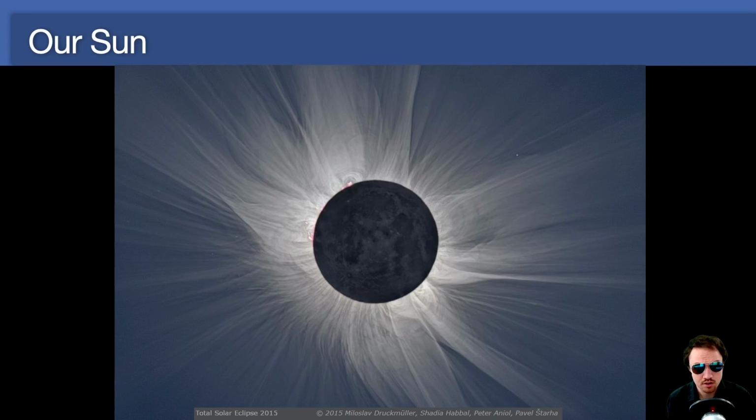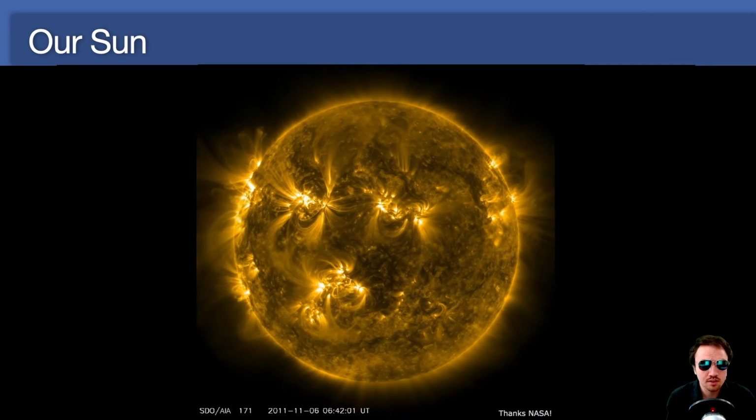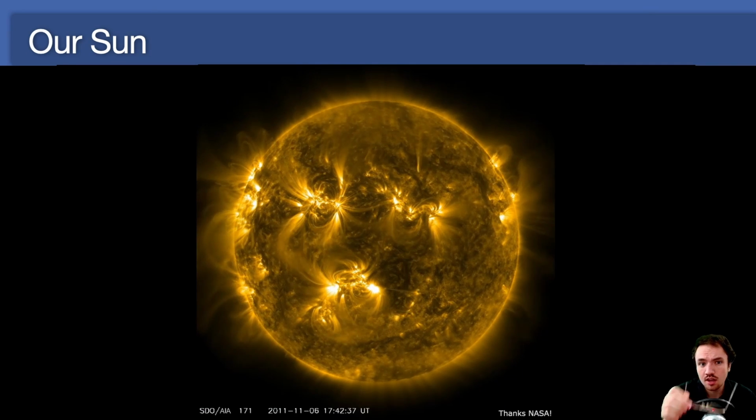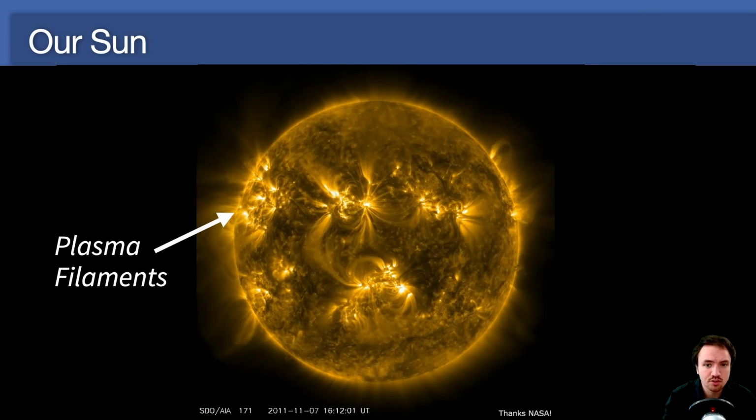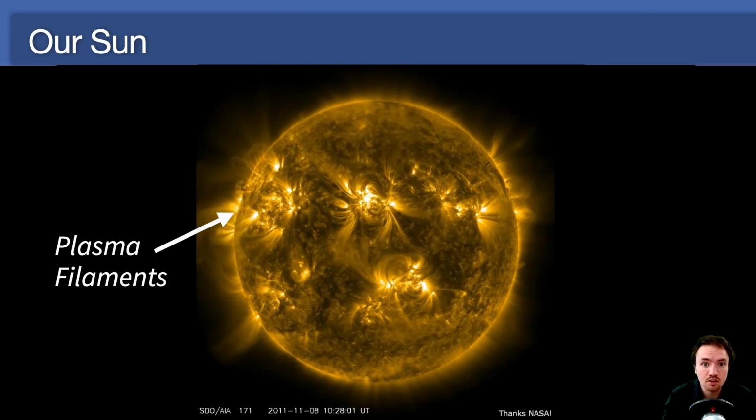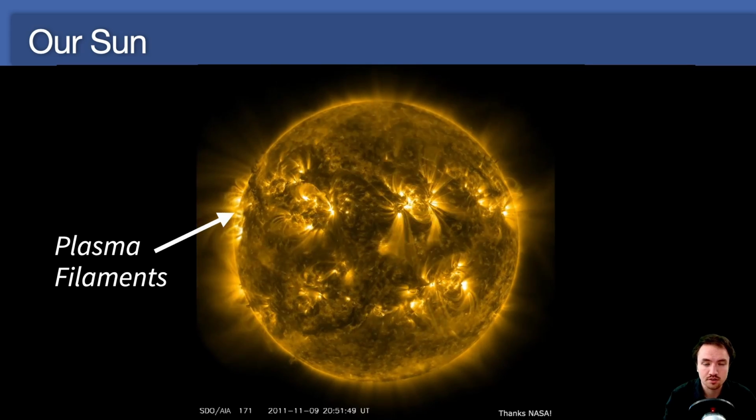Now it becomes apparent that the solar atmosphere, known as the solar corona, has a crazy amount of structure in it that was concealed before by the extremely bright core. And this is our sun as seen by the NASA Solar Dynamics Observatory. Now we can see a lot of plasma filaments. These are the striking features of the solar corona that we would like to understand and model in this work.